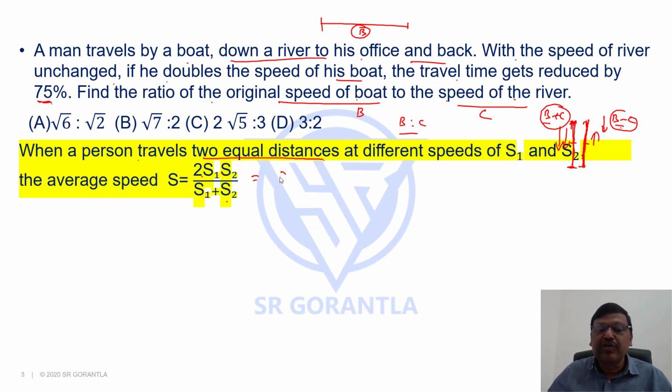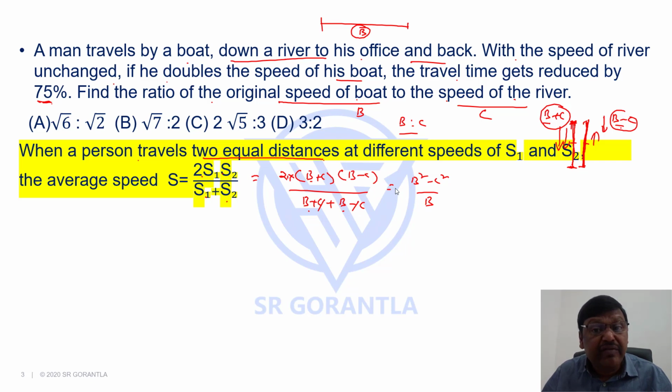So the average speed is going to be 2 into (b plus c) into (b minus c) by (b plus c plus b minus c). If I simplify, it is b square minus c square by 2b, the 2 gets cancelled, and c gets cancelled, it will be b. Right, this is the average speed originally. Now the question says the speed of river is unchanged, that means it will remain at c, but he doubles the speed of his boat. Now the speed of the boat becomes 2b.